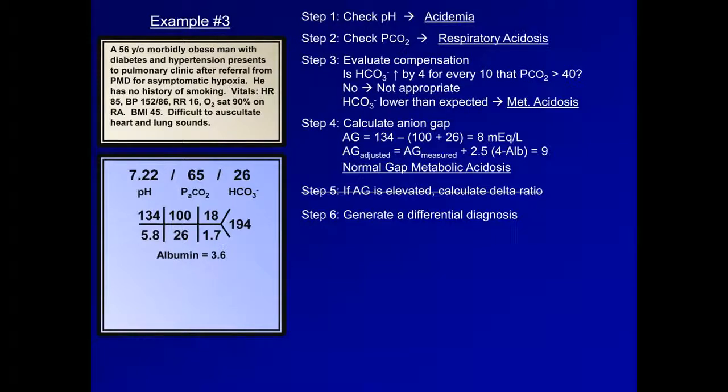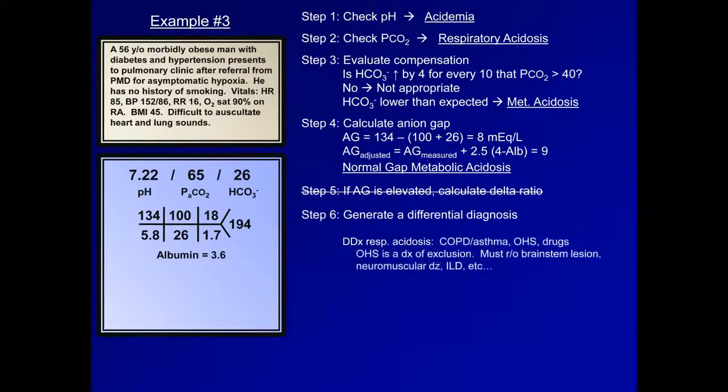There's no great way to decide which of the two acid-base disorders to start with. Since he was referred to pulmonary clinic for a respiratory problem, I'll start with a respiratory acidosis. As already mentioned, the complete list of possible etiologies for this is very long, but most respiratory acidoses are the consequence of one of 3 leading problems: obstructive lung disease, that is COPD or severe asthma, obesity hypoventilation syndrome, and drugs.